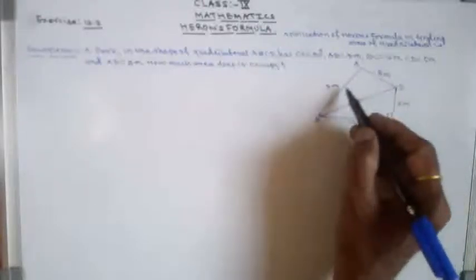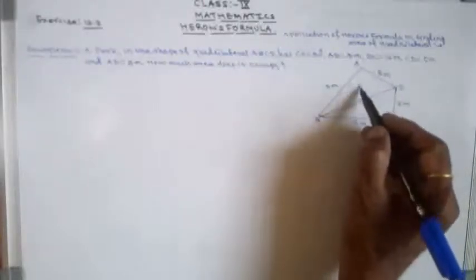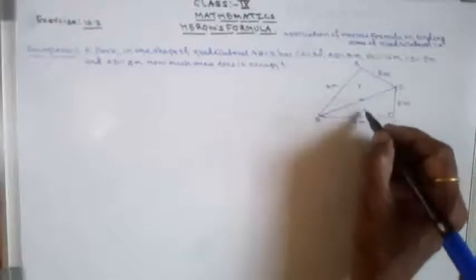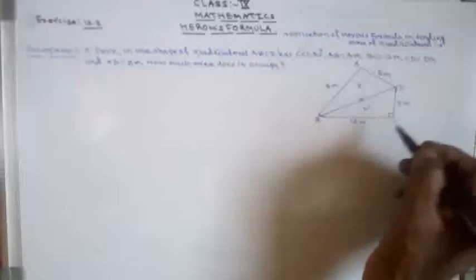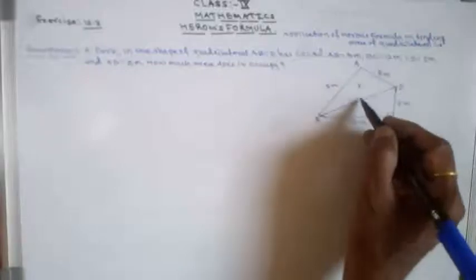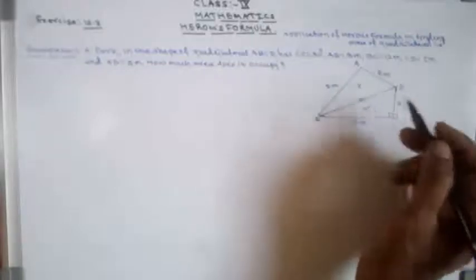If you know this third side, then in triangle ABD, all sides will be known to you. So here we can use Heron's formula, whereas you can find the area of the right triangle by using half into base into height. But for applying Heron's formula, we should know this side. So let's find out this side first.